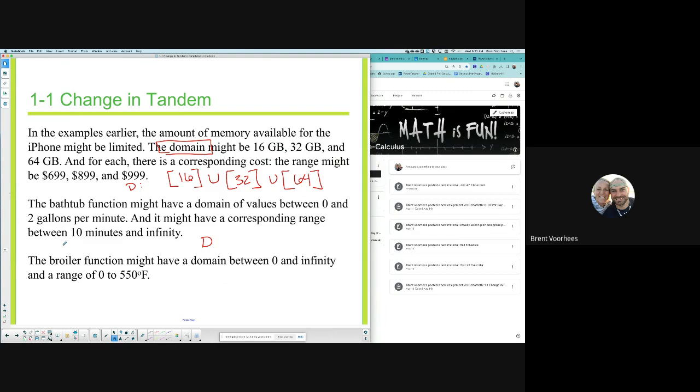So here's how this domain would look different this time. This time, could we turn off the water entirely? Yes. Hopefully so, otherwise you got a leak.